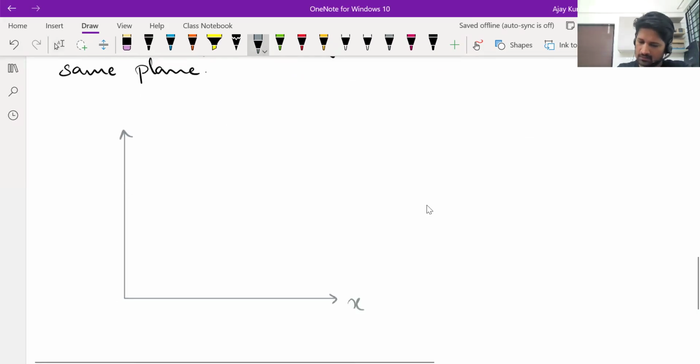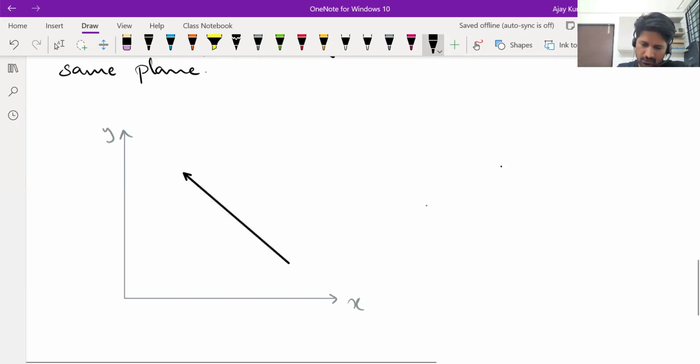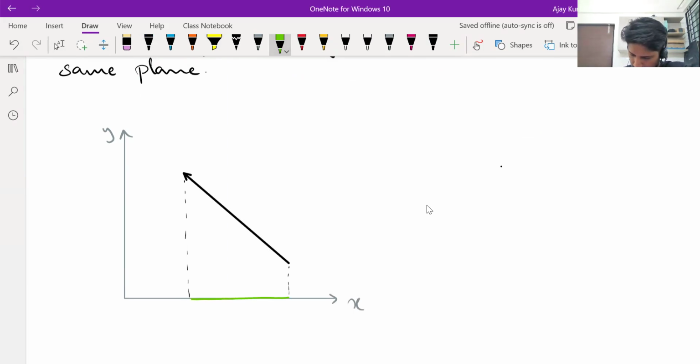Again, take some vector (x, y) randomly. Let's say this one. Visualize its components. Drop perpendiculars onto the x-axis, you'll get its x component. Drop perpendiculars onto the y-axis, you'll get its y component.